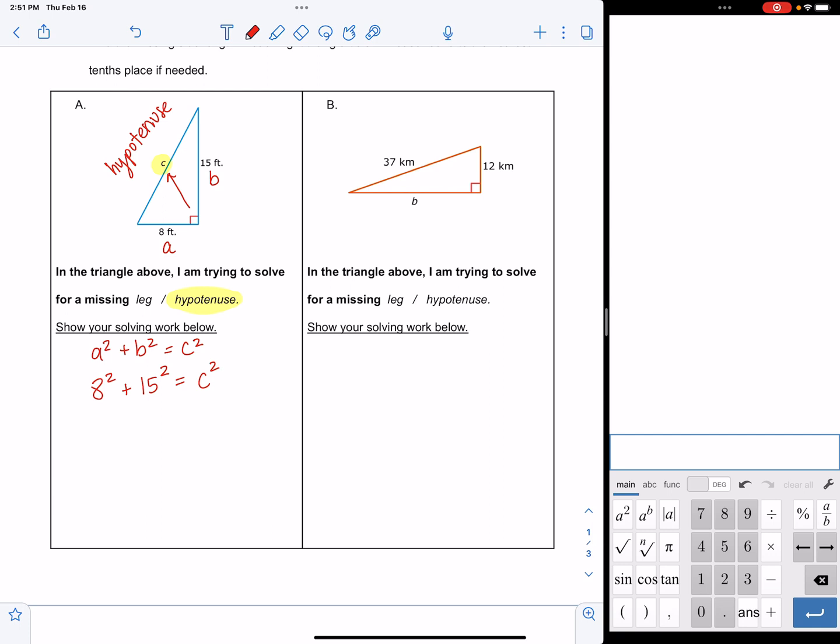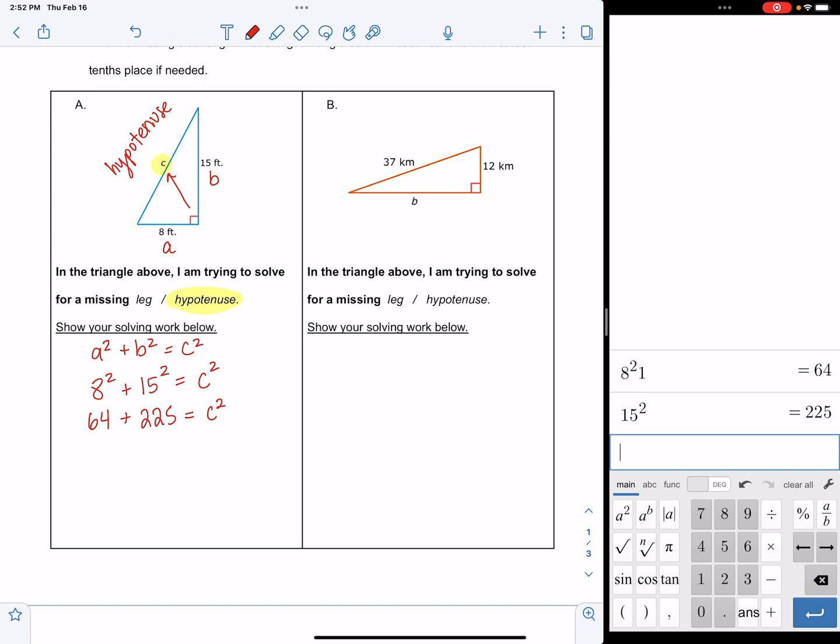The hypotenuse is always by itself on one side of the equation because it's the different side, it's the longest side. We'll continue to evaluate this. 8 squared is 64. 15 squared is 225. And at this point, it's still equal to c squared.